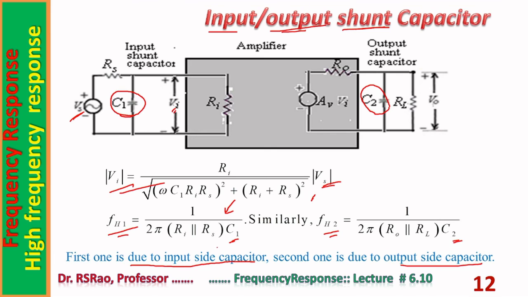Before moving further, let us look at the expressions of FH1 and FH2 a little bit in a probing manner. The common requirement is FH1 and FH2 large. They need to be large. Larger values of upper 3 dB frequencies require C1 small, C2 small, Ri parallel Rs small, R0 parallel RL small. So from these expressions, from these observations, we have a way in our hands by which we can increase FH values.